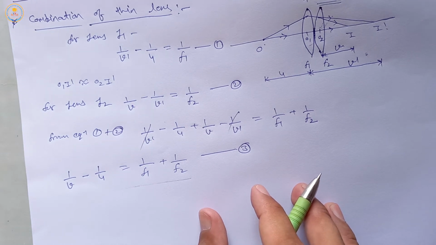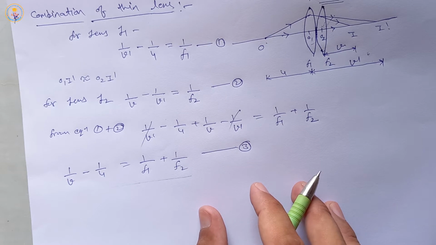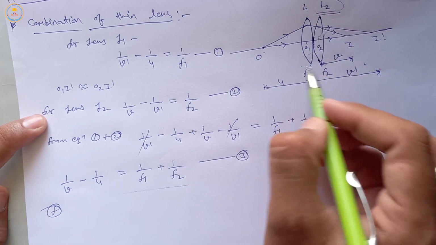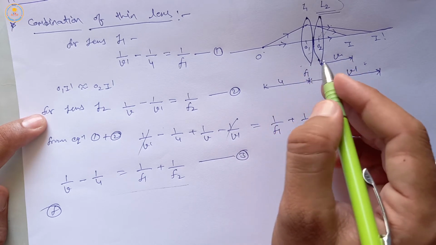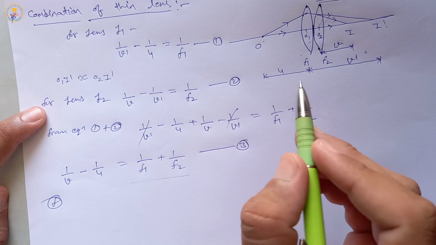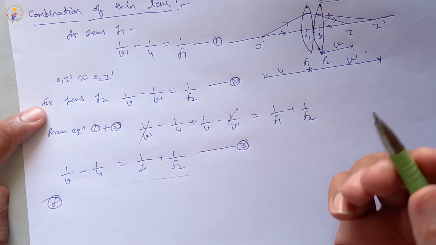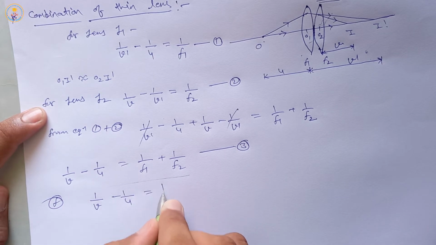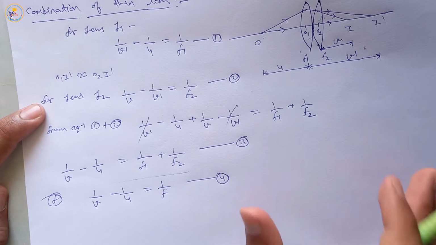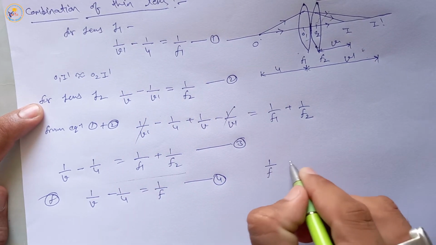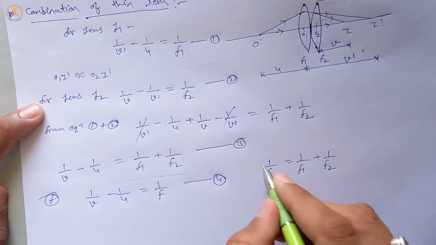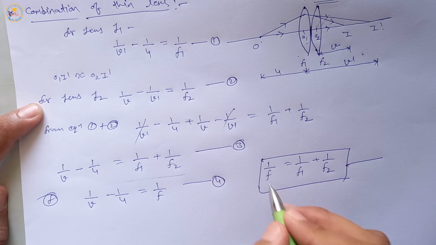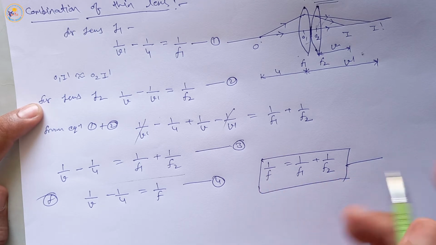Now we consider a thin lens of focal length f located in place of both lenses, meaning these lenses are replaced by a thin lens whose focal length is small f. Then the distance of the object is u, and the distance of the final image is v. The lens formula is 1 upon v minus 1 upon u is equal to 1 upon f. This is equation number 4. Now comparing equations 3 and 4, we get 1 upon f is equal to 1 upon f1 plus 1 upon f2. Clear? This is the inverse of the effective focal length of the combination of lenses. This is equation number 5.